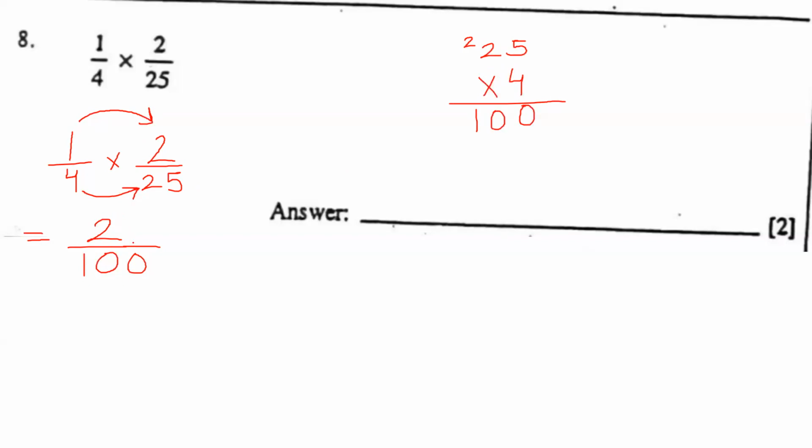Now we could simplify, right? What number can we use to go into both 2 and 100? The answer is clear. It is 2. 2 can go into both 100 and 2. So what is 2 divided by 2? Well, 2 divided by 2 is definitely 1. And 100 divided by 2 is definitely 50, because half of 100 is 50.